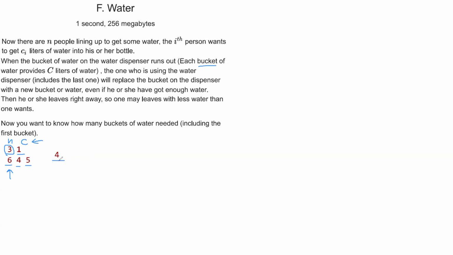So here the answer is 4, although we had to give like 3 buckets. Why is that? Because the last person will fill his bucket with 1 liter of water, and then they will try to place a new bucket. That's why it's 4. So the last person will try to put a new bucket if the water was not enough for him. So that's the whole thing. It's an easy loop with some calculations.